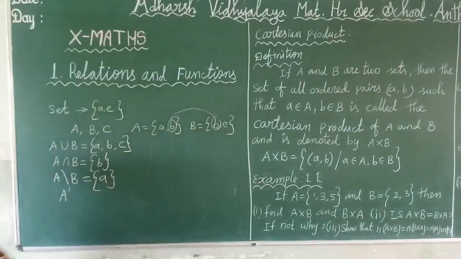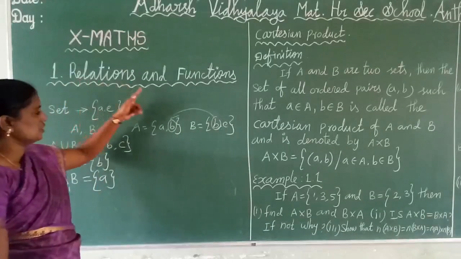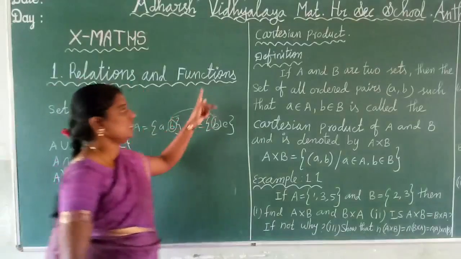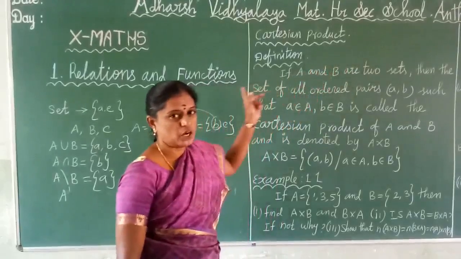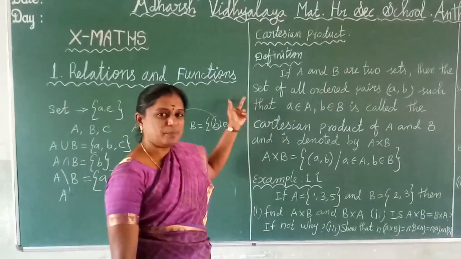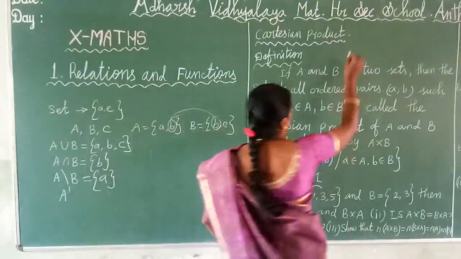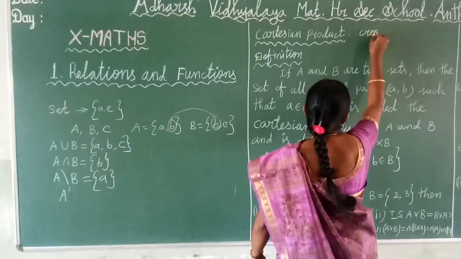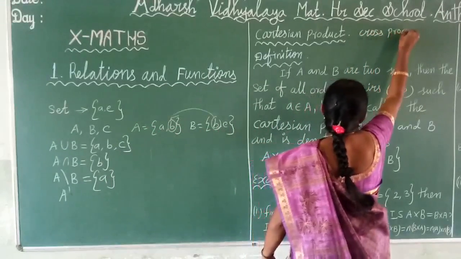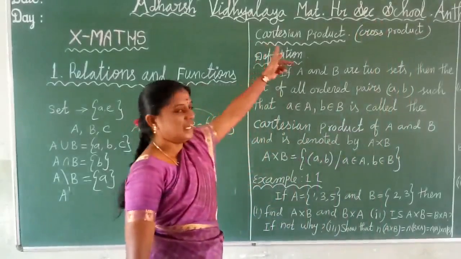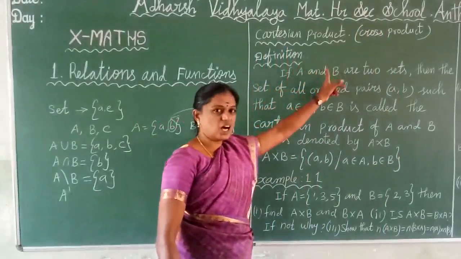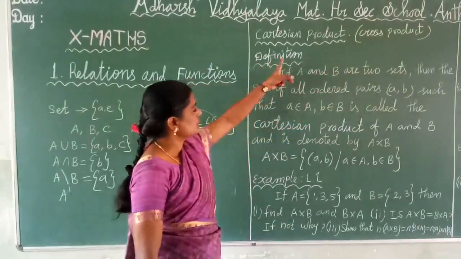Next, in our 10th standard relations and functions, first we discuss the Cartesian product. What is that? The Cartesian product, another name is cross product. So what is the Cartesian product?